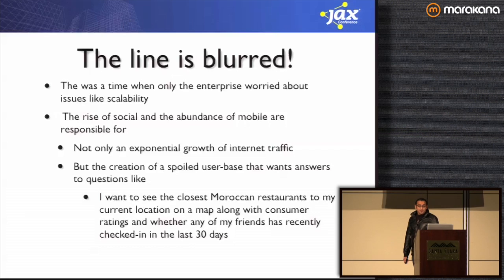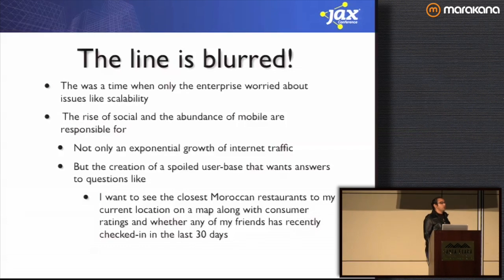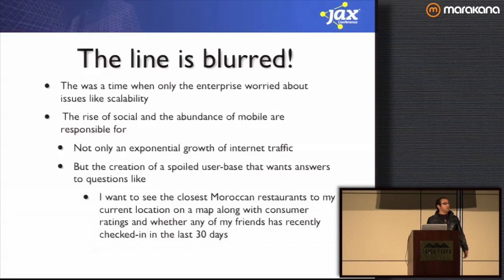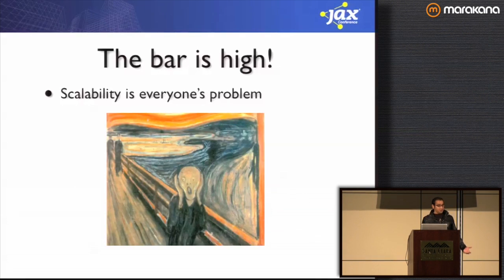This slide is titled "The Line is Blurred." There was a time when only enterprise applications worried about this issue of scalability. I mean, if you're somebody at home building a website to sell T-shirts, whatever it is, that wasn't an issue you were concerned with. But the rise of social and mobile not only increased the internet traffic, but also created this breed of spoiled users that would ask questions like, I want to see the closest Moroccan restaurant to my current location on a map along with consumer ratings, and whether any of my friends has recently checked in the last 30 days. So these are really hard questions that take up a lot of resources. That set the bar pretty high, and scalability all of a sudden became everyone's problem.